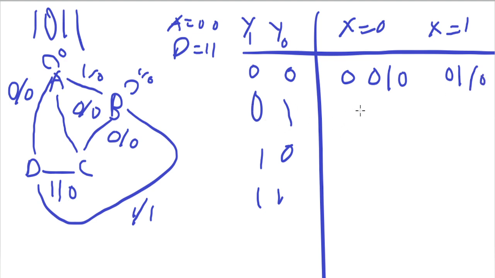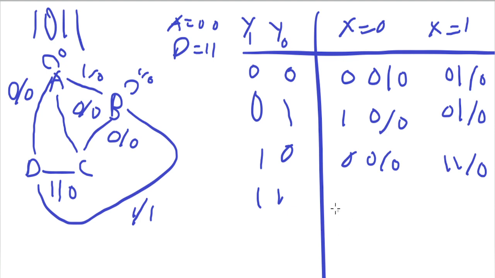You're in B, you get a 0, you go to C. So 1, 0, output 0. You get a 1, you go to B. C, you get a 0, you go to A. You get a 1, you go to D. And D, you get a 0, you go to A. And you get a 1, you go back to B with an output of 1.